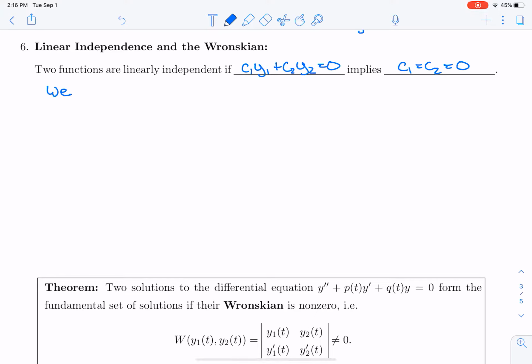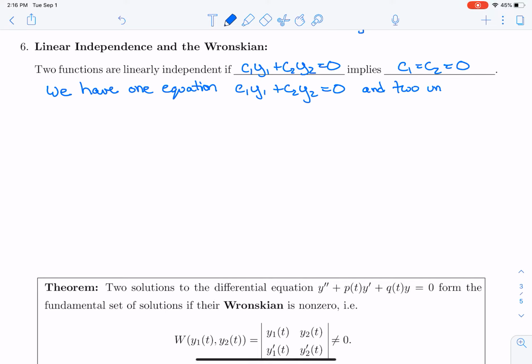In this case, we're going to have two functions. And so that means that we only have one equation. We have one equation that we're looking at. It's that c1y1 plus c2y2 is equal to 0. But we have two unknowns. We have c1 and c2. So how could we possibly show, with just one equation and two unknowns, that there's a unique solution and that it has to be the trivial solution, that c1 and c2 is 0?